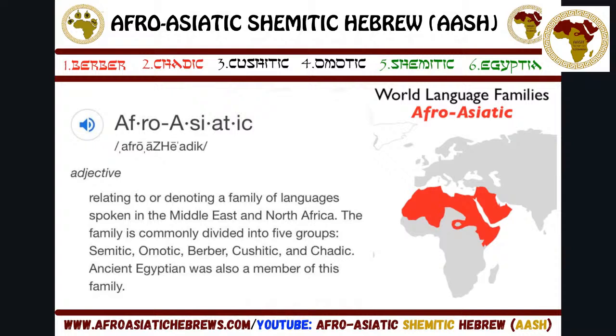First, Afro-Asiatic. Relating to or denoting a family of languages spoken in the Middle East and North Africa. The family is commonly divided into 5 groups: Semitic or Shemitic, Omotic, Berber, Cushitic, and Chadic. Ancient Egyptian was also a member of this family.